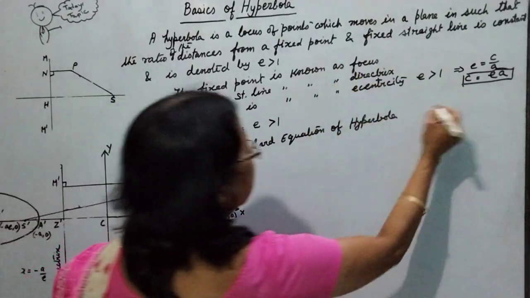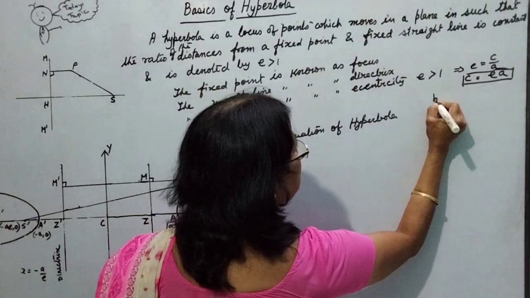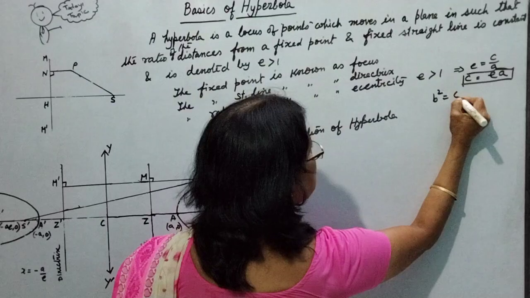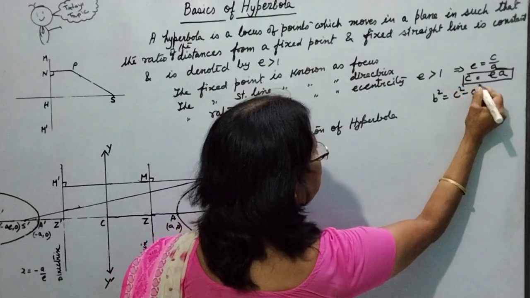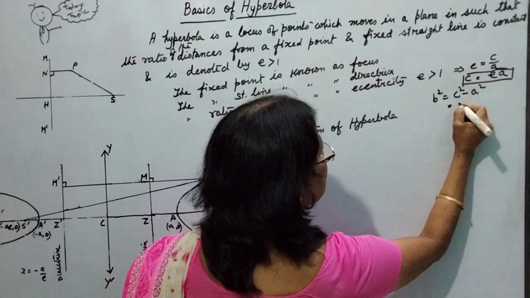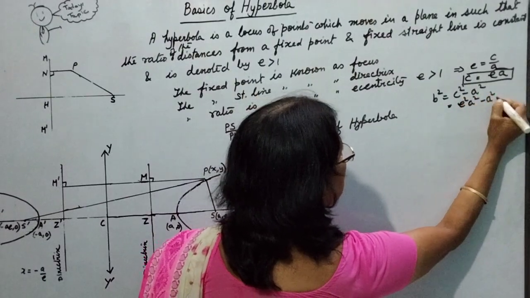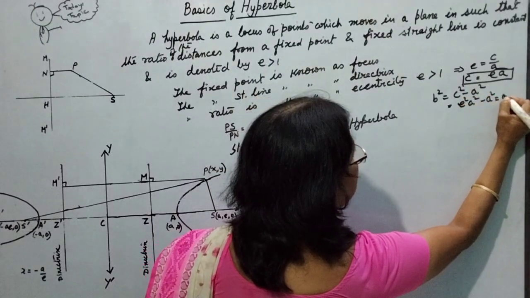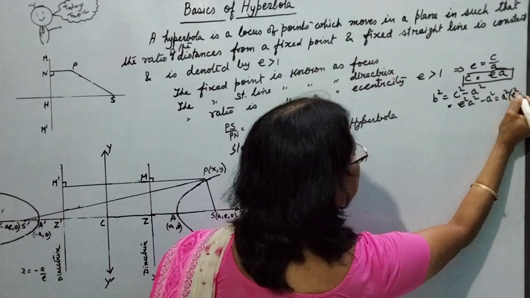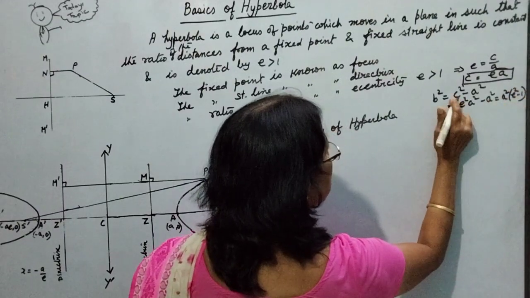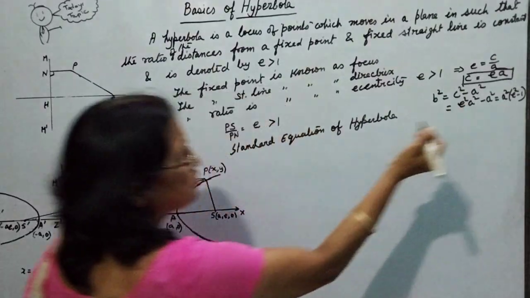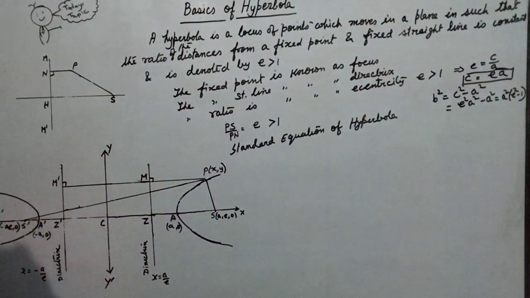In this, one thing more we will study. B square is equal to C squared minus A squared. Here C squared is equal to E squared A squared minus A squared. So I can take A square common. This is E square minus 1. So B square can be written as A square into E square minus 1.